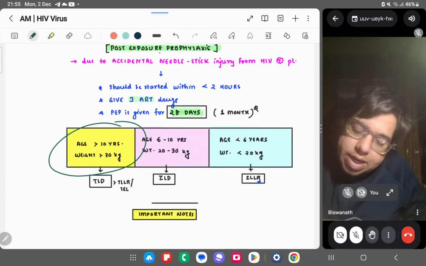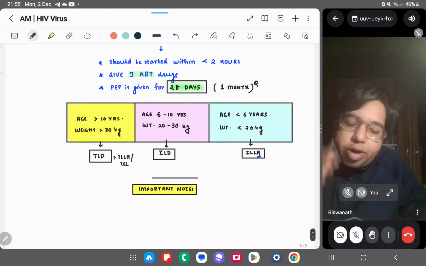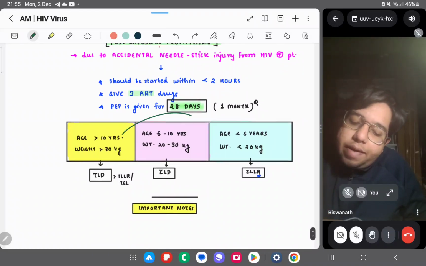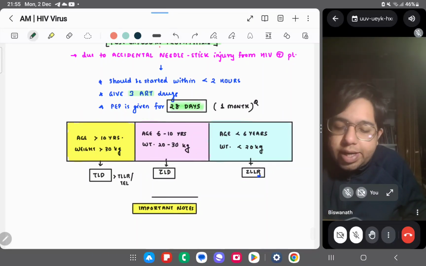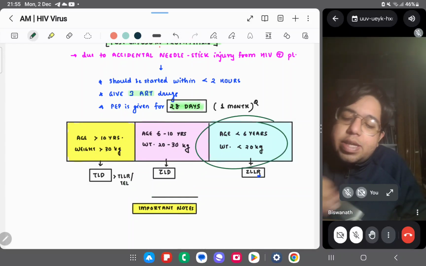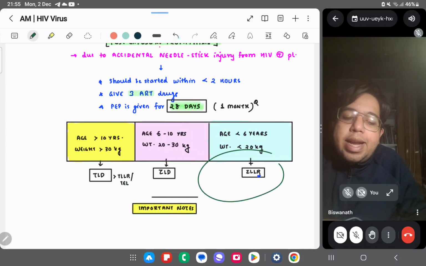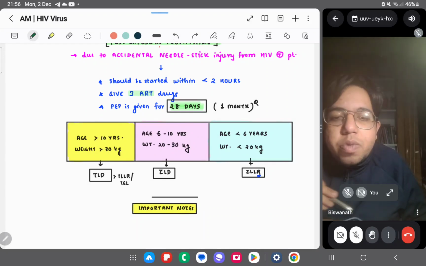So if age is more than 10 years and weight is more than 30 kg, as an adult, you give the TLD regimen as usual. If the age is 6 to 10 or weight is 20 to 30, you give the ZLD regimen. And if the age is less than 6 and weight is less than 20, you have to give ZLLR.